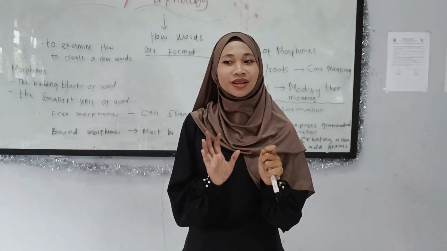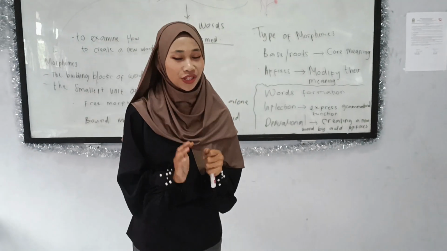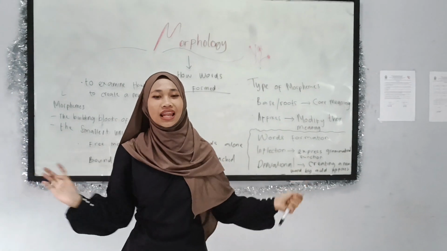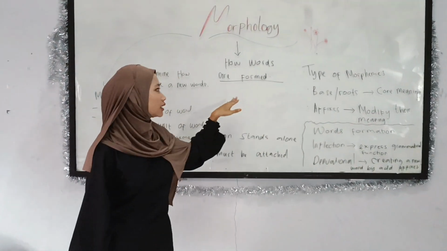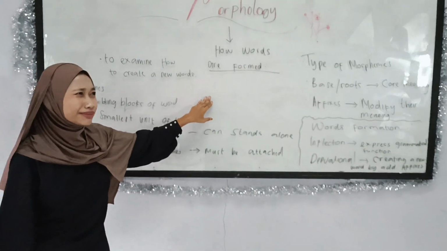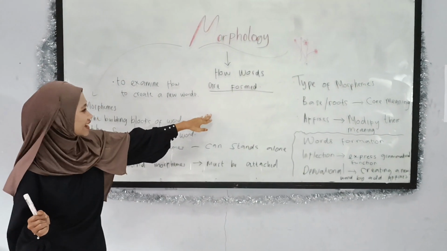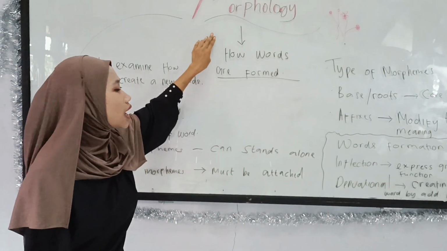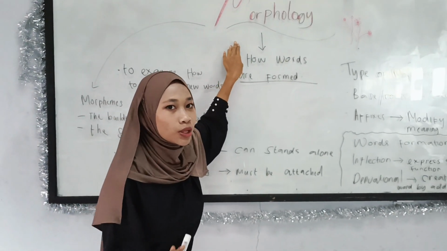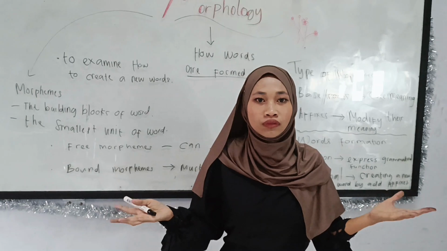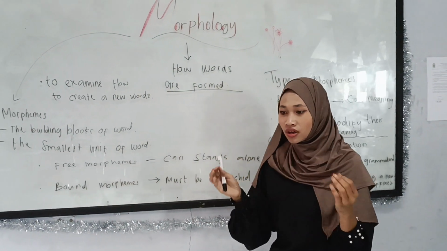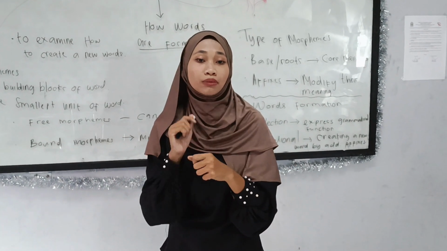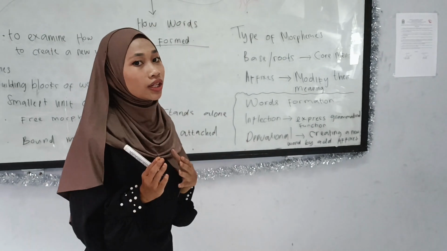Alright, so we have another time for a little reviewing about our morphology. So who remembers what morphology is? No one? Let me explain to you. This is a small kind of mind mapping, just a simple mind mapping. So morphology is how words are formed. In morphology, we learn to examine how words are made, the structures of words, and how we create a new word by adding some this and that. That is what we learn in morphology.